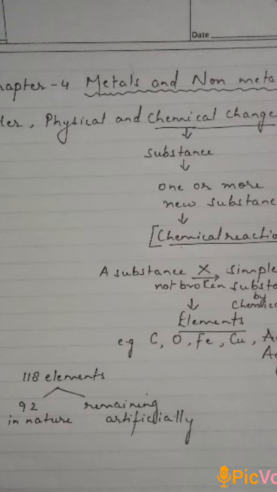So, all those substances which cannot be changed into simpler substances by chemical reaction are called elements. The examples of elements are carbon, oxygen, iron, copper, gold and silver. There are about 118 elements discovered so far. 92 elements are found in nature, while the remaining elements are prepared artificially.